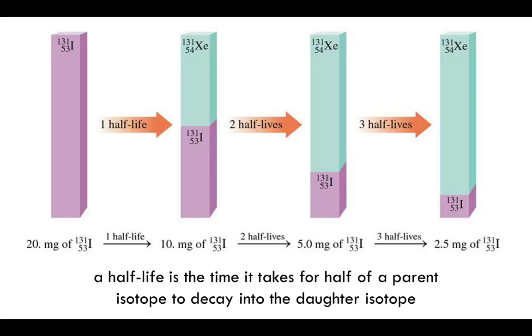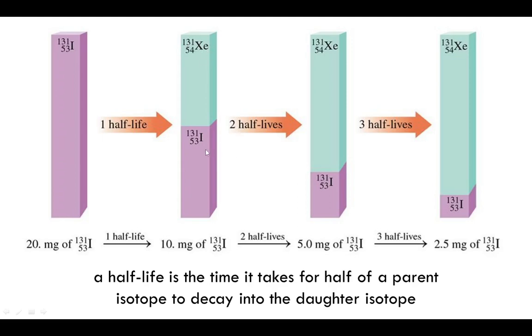Half-life is defined as the amount of time it takes for half of a parent isotope to decay into its daughter isotope. So in this image here, you can see that if we started with a sample, in this case 20 milligrams of a radioactive isotope, this is iodine-131. If we started with 20 milligrams, after one half-life, which would be 10 milligrams, half of it would have decayed. So you can see that it is now turned into the daughter isotope, which is xenon-131.